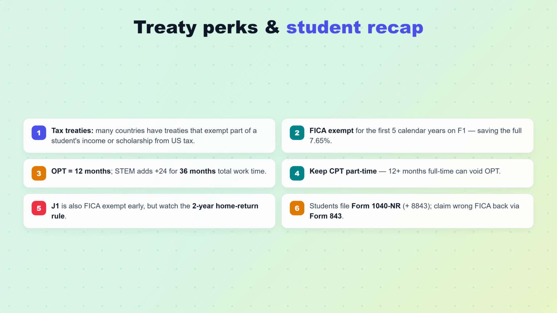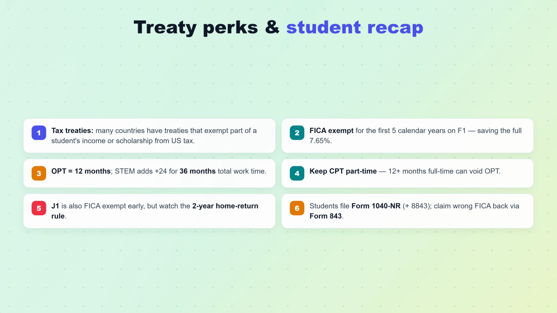Let us recap the student section with a couple of bonus points. First, tax treaties. Many countries have treaties that exempt part of a student's income or scholarship from U.S. tax, so check yours. Second, F-1 gives FICA exemption for the first 5 calendar years, saving the full 7.65%. Third, OPT is 12 months, and STEM adds 24, for 36 months total.